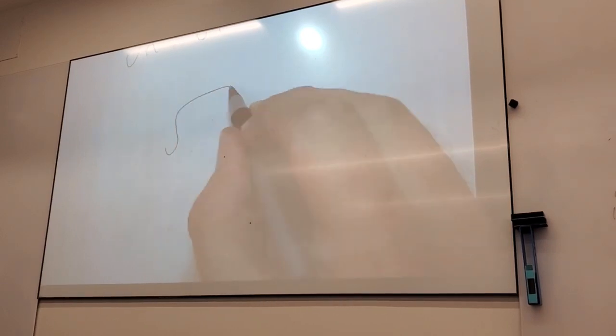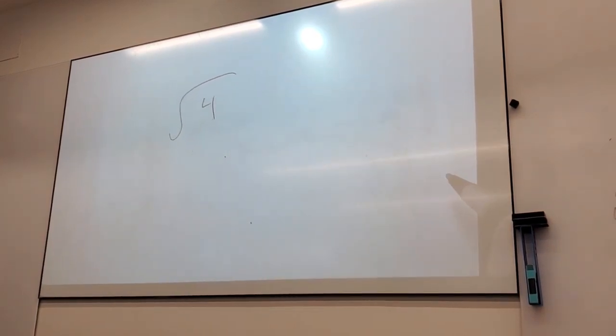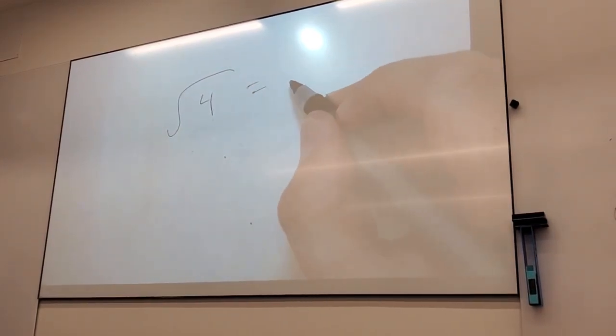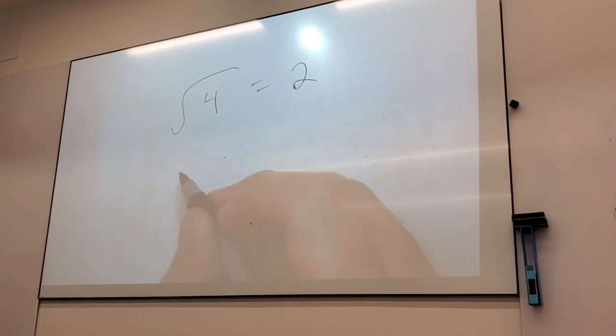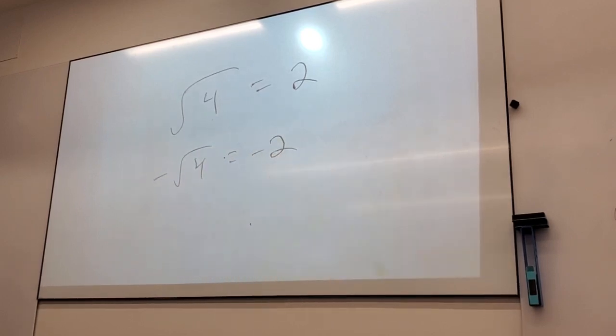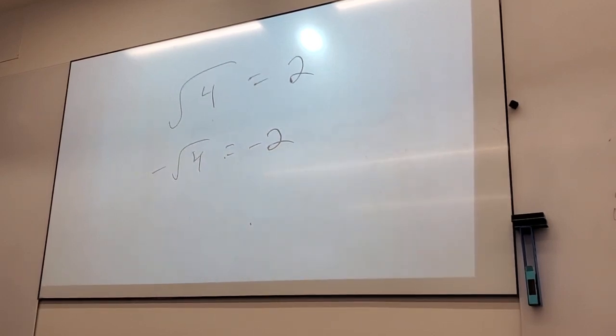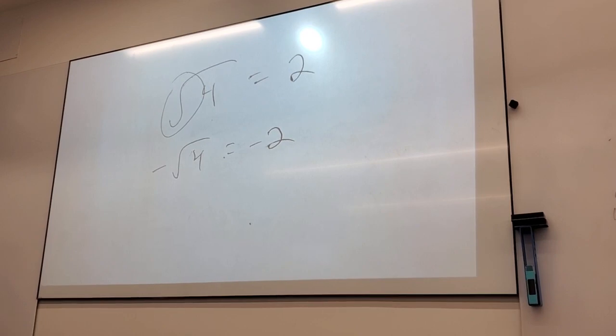If I have a problem just sitting there staring me in the face, what's the answer to that? 2. So square root's not plus or minus. Definitely not. That is the positive root of 4. How do I know? Because there's a positive, right? So if I wanted the negative root of 4, that would be the negative root of 4. So this symbol is the positive root. Is that all right?